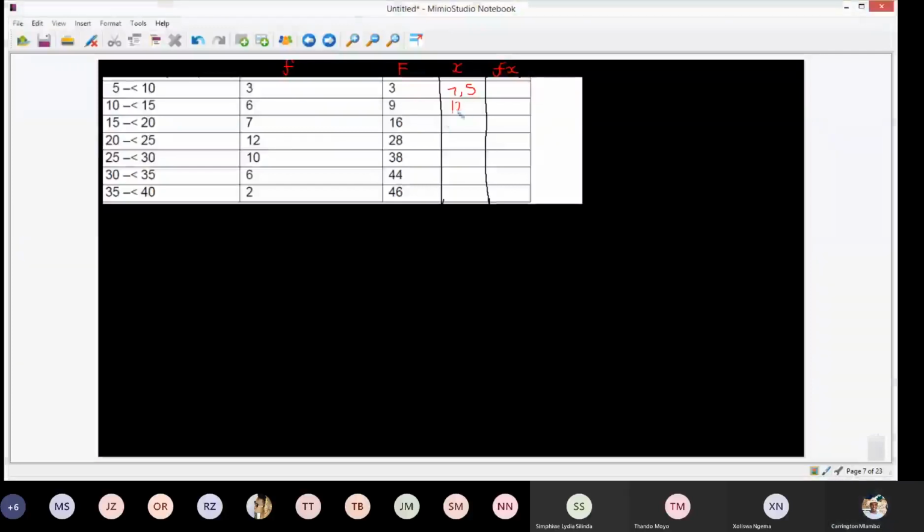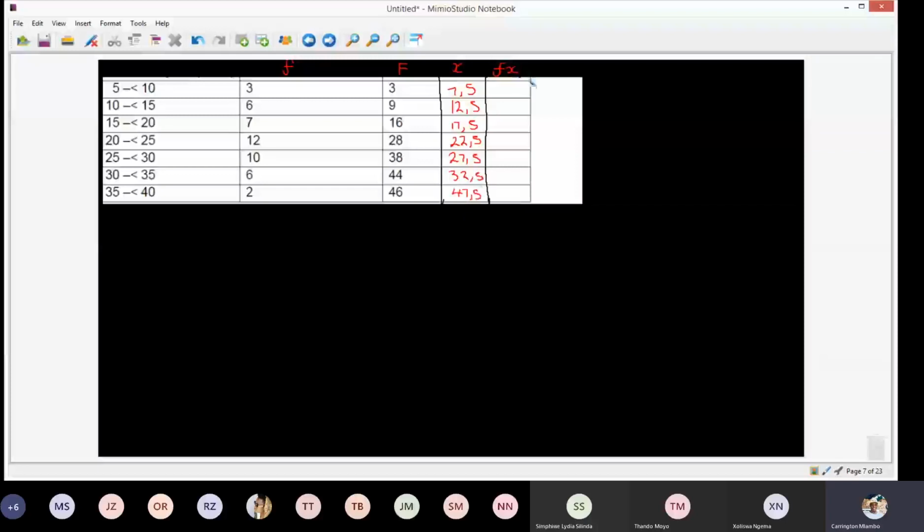12.5. Then the third midpoint, 17.5, 22.5, 27.5, then we have 32.5, then we have 47.5.